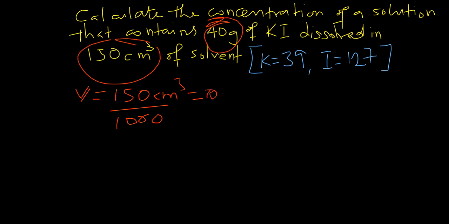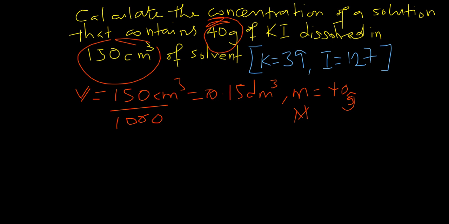So now we know the mass, 40 grams. So what about the molar mass? We can calculate the molar mass. Here, you add the two, that's 39 plus 127. That will give you what? 39 plus 127 will give you 166 gram per mole.